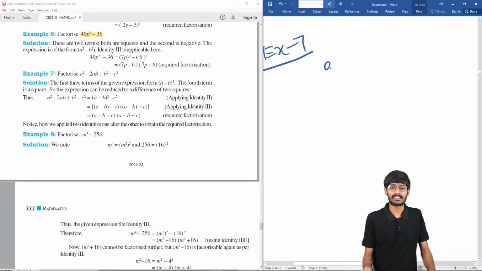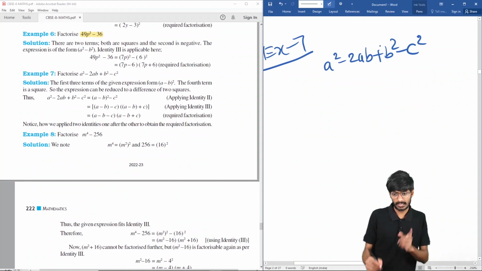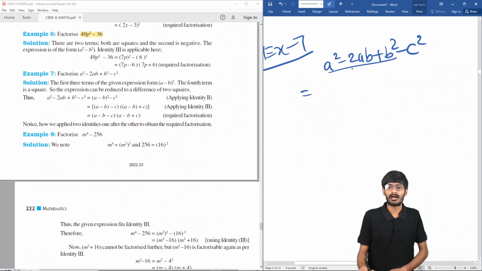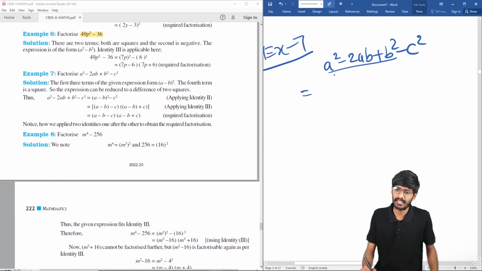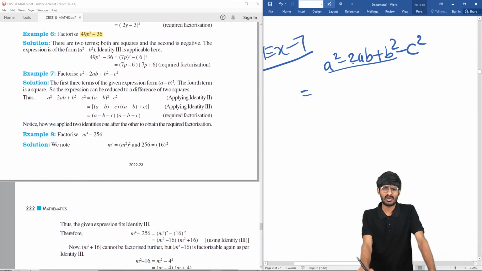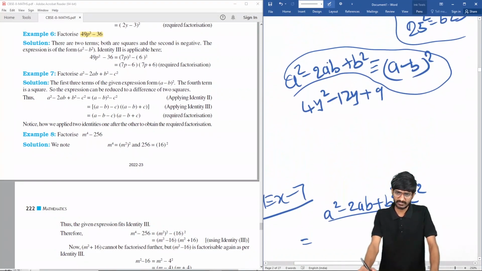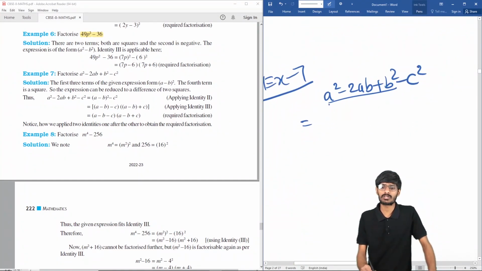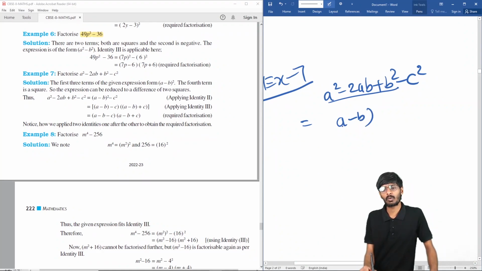So there is a square minus 2ab plus b square minus c square. If you see this expression itself, there is an identity, that is a square minus 2ab plus b square. What is the formula? Just now I have told you, that is a minus b whole square. So we can write it as a minus b whole square minus c square.